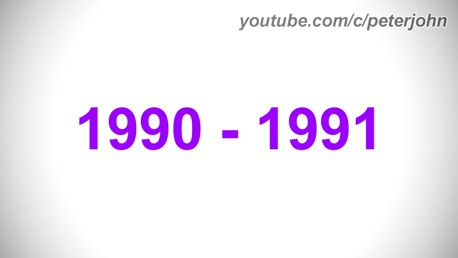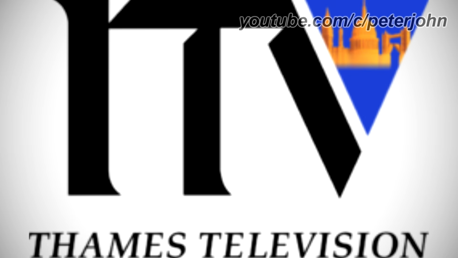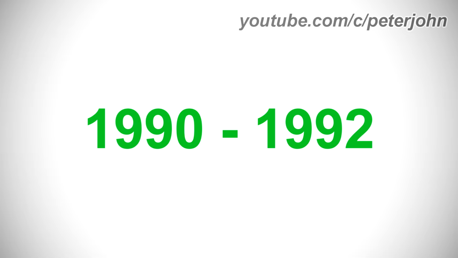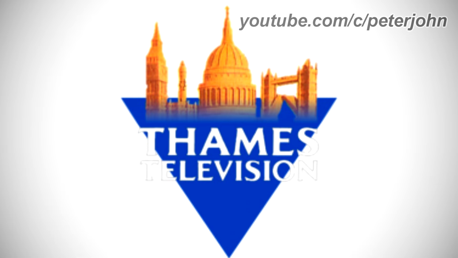1990 to 1991, the triangle is now full blue, and the waves have been removed. Here is a bumper. 1990 to 1992, there is a blue triangle, and inside it there is a golden building, and under it, there are the words Thames Television in white text. Here is the print version, a variant and a bumper.